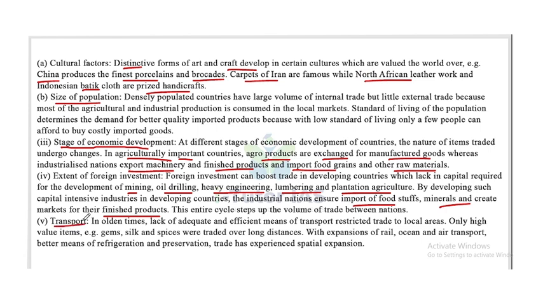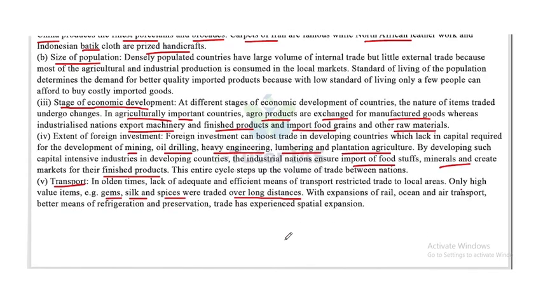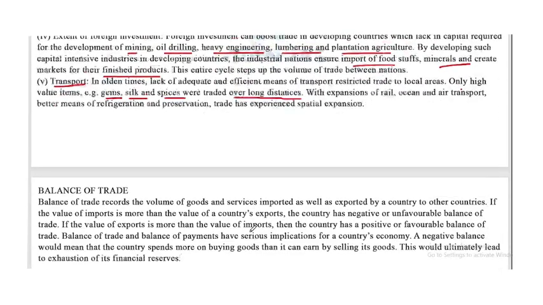Now, transport. In olden times, lack of adequate and efficient means of transport restricted trade to local areas. Only high value items, that is gems, silks, and spices, were traded over long distances. Now, with the expansion of rail, ocean, and air transport, and better means of refrigeration and preservation, trade has experienced spatial expansion.